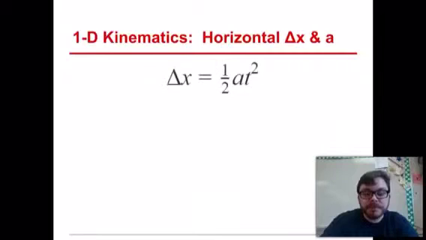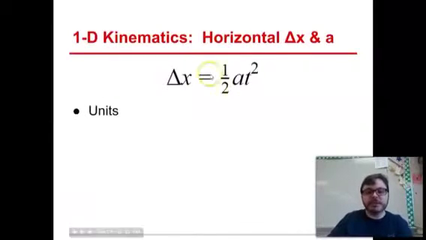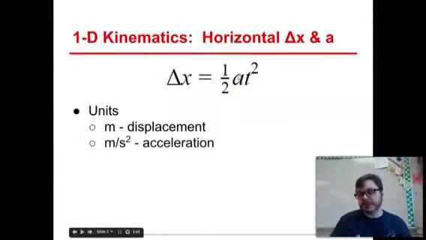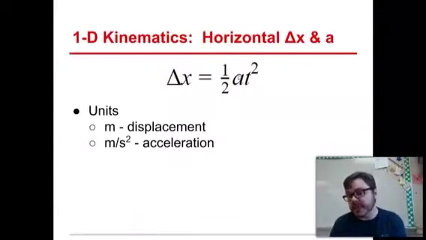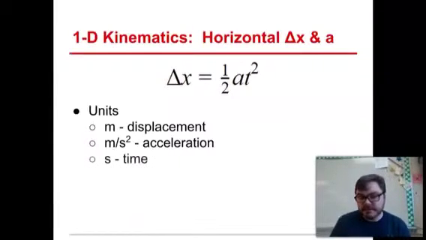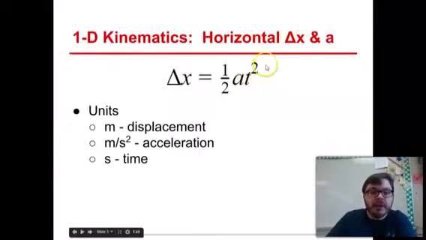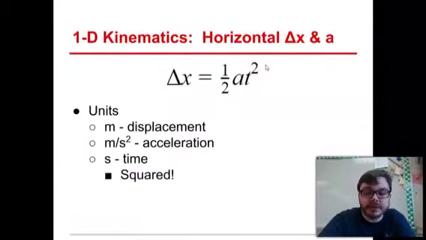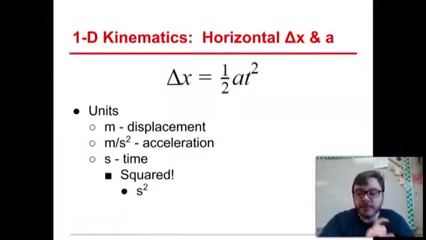So here's our equation. Now let's look at the units. Well, the units for displacement is meters. So meters for displacement, just like normal. Then we have the unit for acceleration, which is meters per second squared. So those are still the same. The unit for time is also the same, okay? Seconds for time. But be careful in this equation. Like I mentioned, it's getting squared. So it's seconds squared.